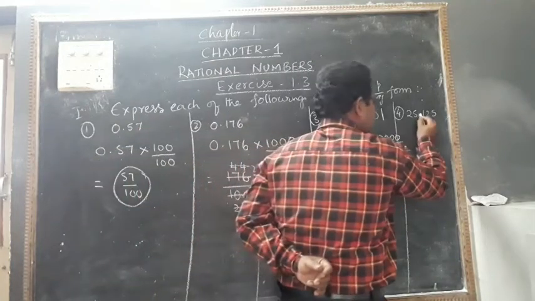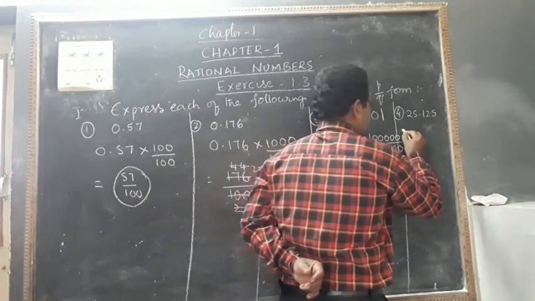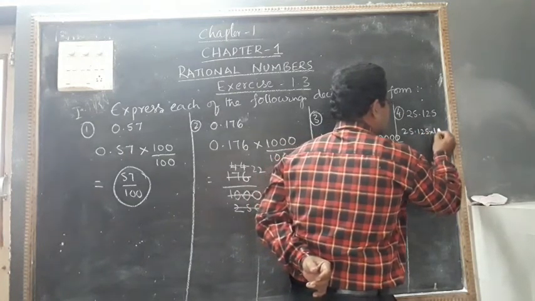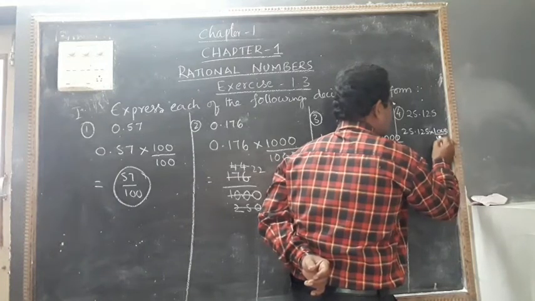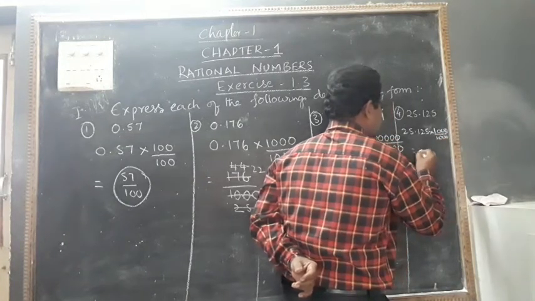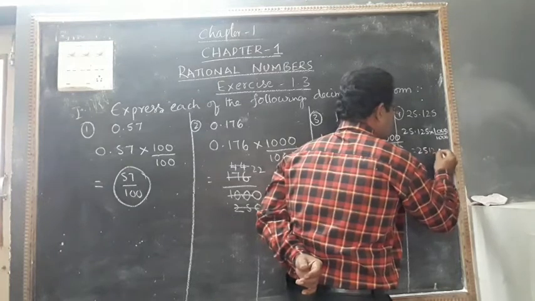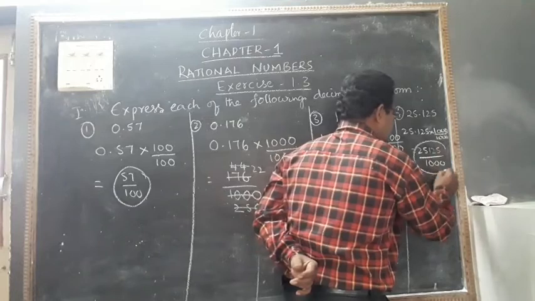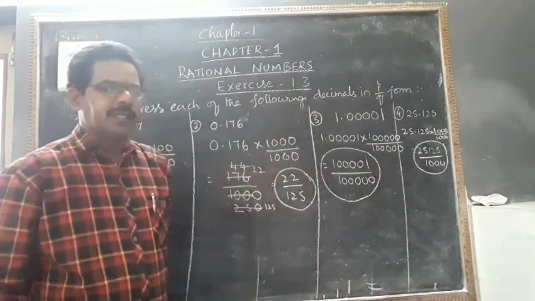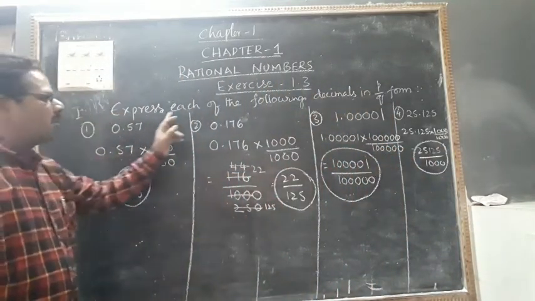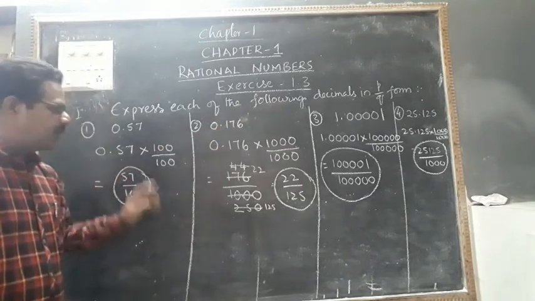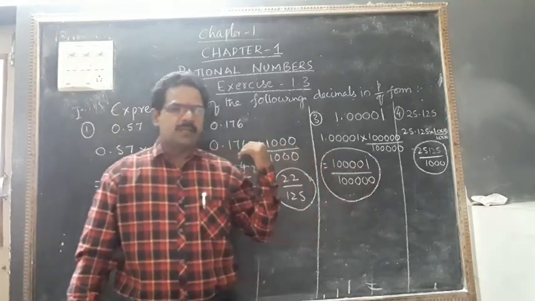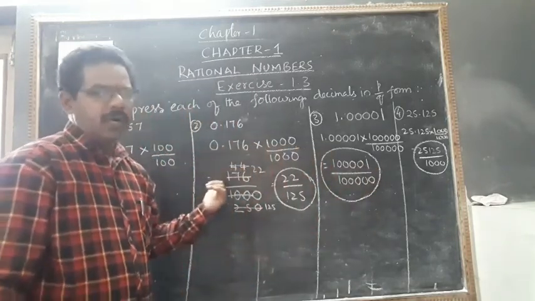And 25.125. For this also after the decimal 3 digits are there. So we can multiply and divide with 1000 by 1000. Then we can get 25,125 by 1000. This can be simplified. You can do the simplification. Okay. This is the first Roman, express the following decimals in p by q form. So we have done all these. Please see the sums and copy down in your classwork. Okay.